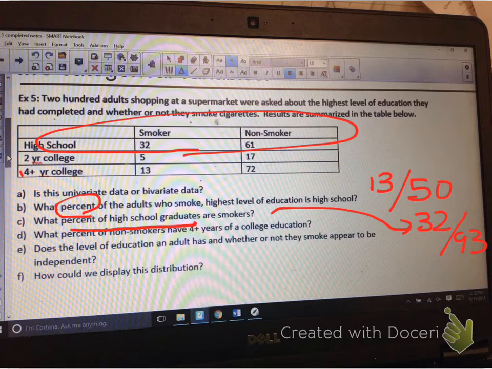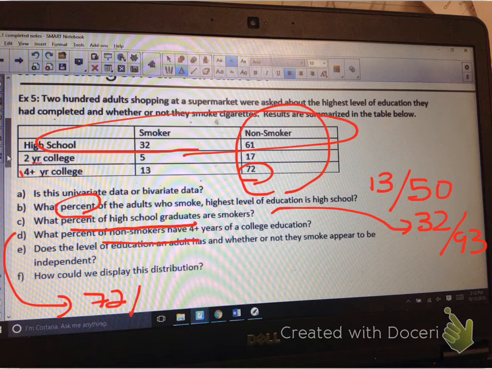Part D, what percent of non-smokers have 4+ years of college education? So now we're dealing with this column. 72. D, 72 divided by, I believe it was 150, okay?